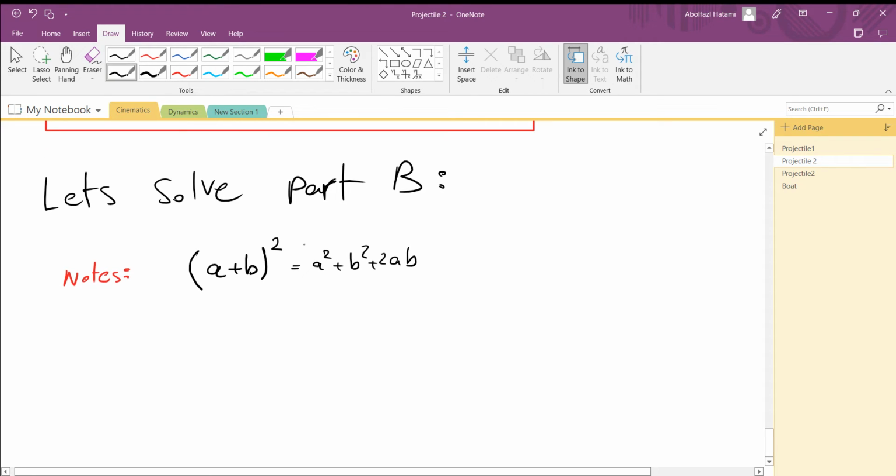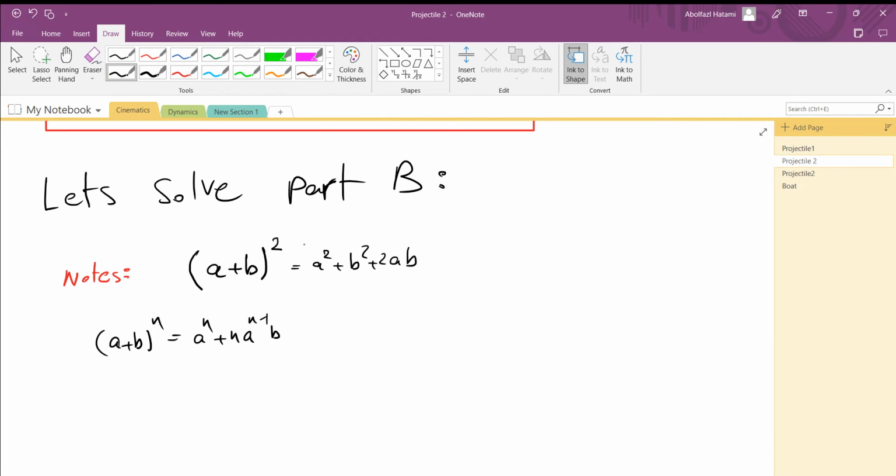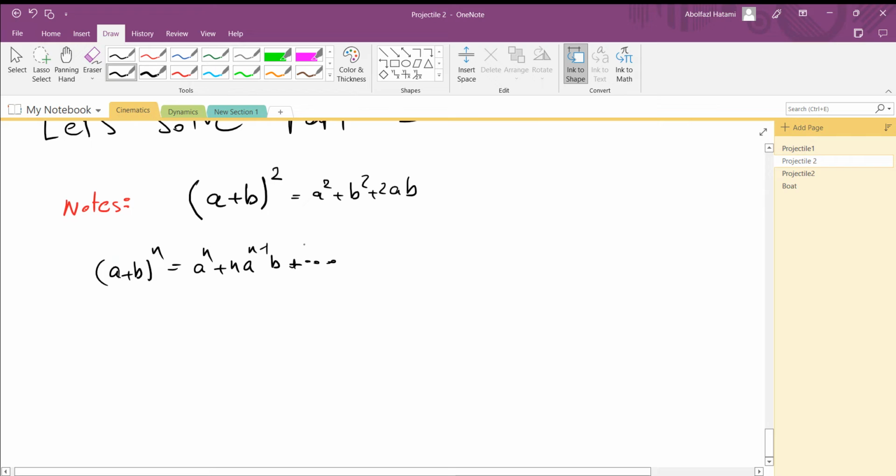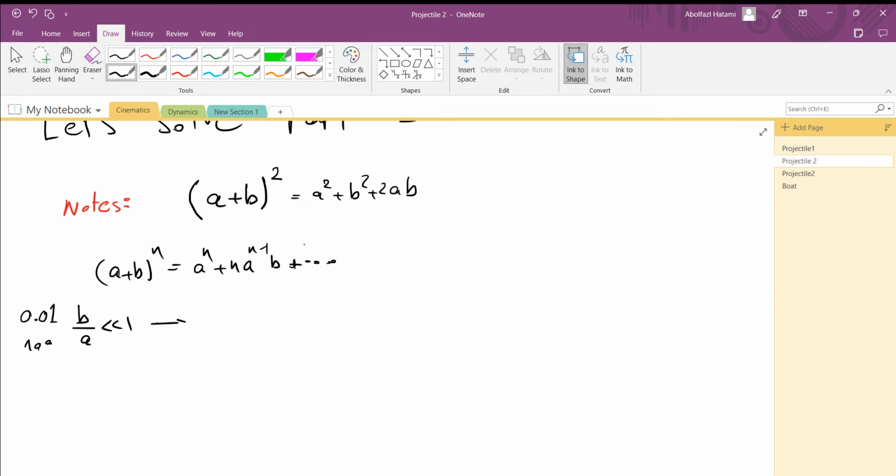But if I say that b over a is so small, or consider that I tell you to calculate a plus b to power n, which is going to be a to the n plus, for example, n a to power n minus 1 b and some other terms. Which is so hard, but if I tell you that b over a is so small, means, for example, consider that b is something like this, sorry about this notation, and a, for example, is 100. It's so small.